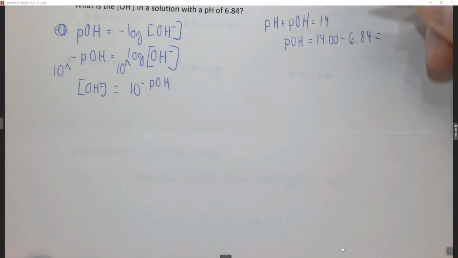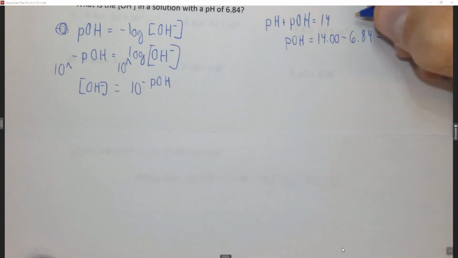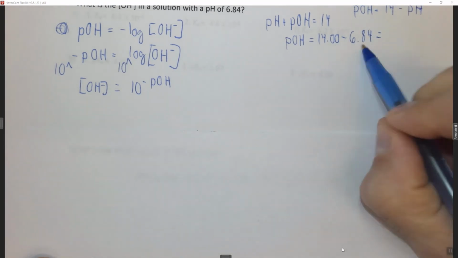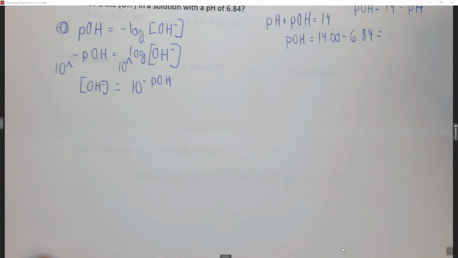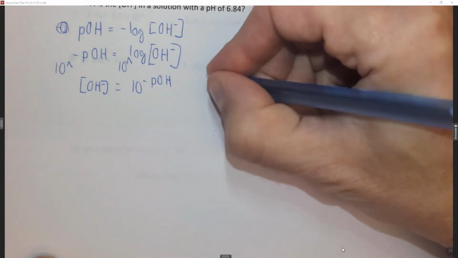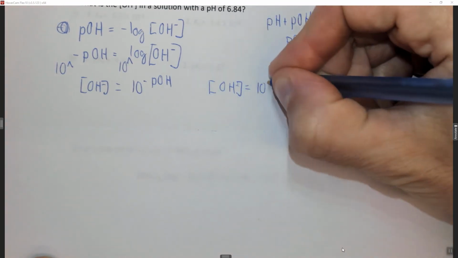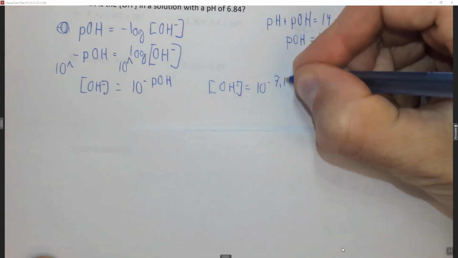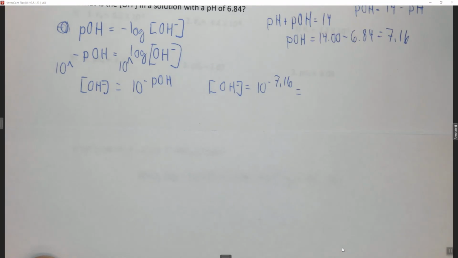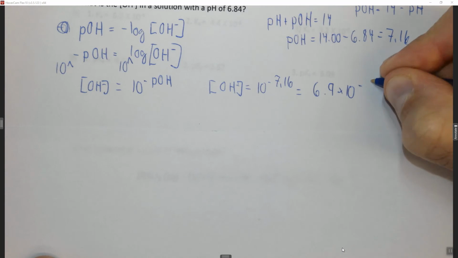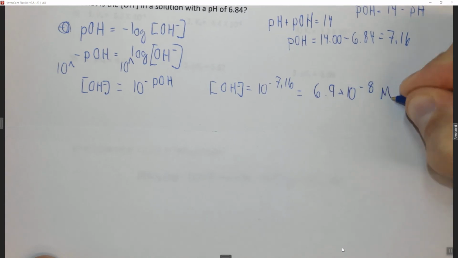So it's going to be minus the pH. I should have written that down. The pOH equals 14 minus the pH, which is 14 minus 6.84, which in this particular example is 7.16. Now I can find the concentration of OH minus equals 10 to the negative 7.16, which is going to equal 6.9 times 10 to the minus 8 molar.